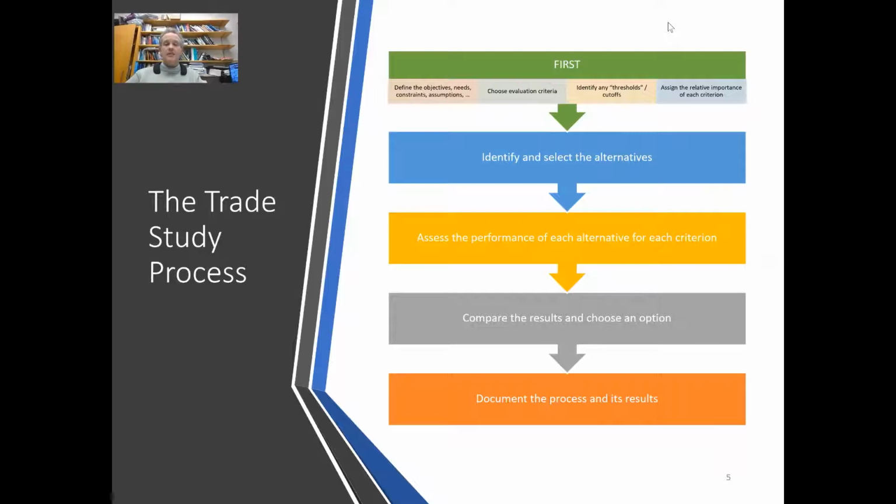We can then assess the performance of each of those alternatives against each of the criteria. And then using the thresholds and the weights, we can actually compare how each has done. And then we can document the process. And when we compare and document, it's worth seeing how sensitive our answers are to the assumptions that we've made or the specific thresholds or weights we've applied.